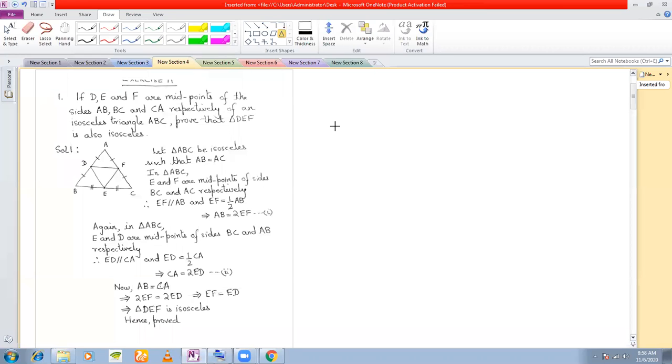If D, E, and F are midpoints of the sides AB, BC, and CA, respectively, of an isosceles triangle ABC, prove that DEF is also isosceles.